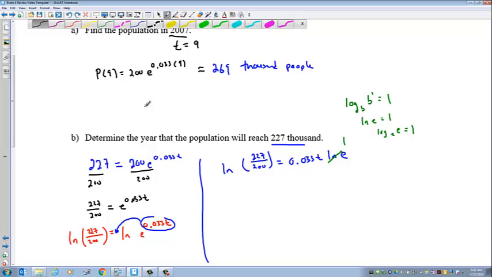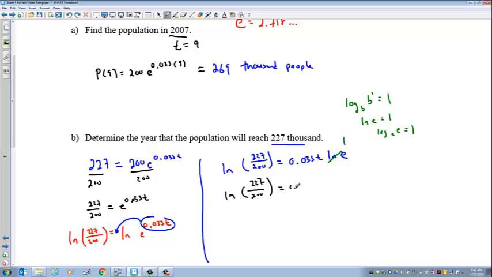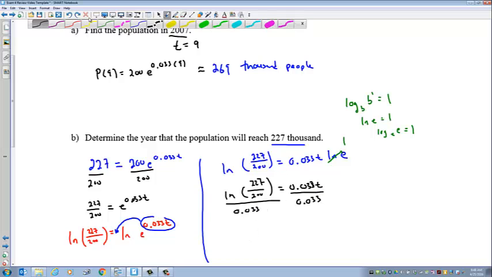So it follows from this identity, but it goes away, and so what are we left with? We're left with the ln of 227 over 200 is equal to 0.033t. And then we divide out by 0.033 on each side, so the equation remains balanced. And we get our final answer, so these cancel here. So this will cancel with that, and so you'll be left with t on the right. Let's just write it on the left.